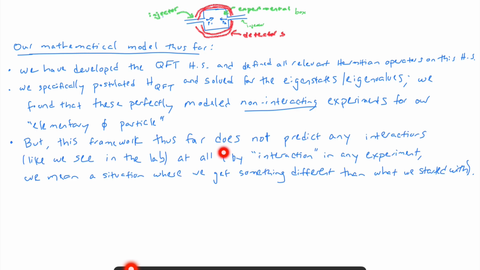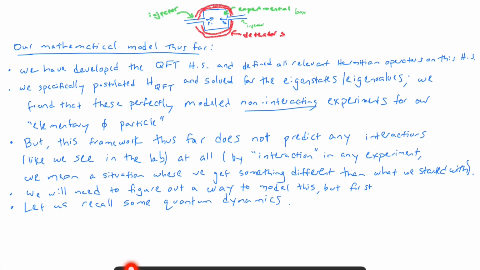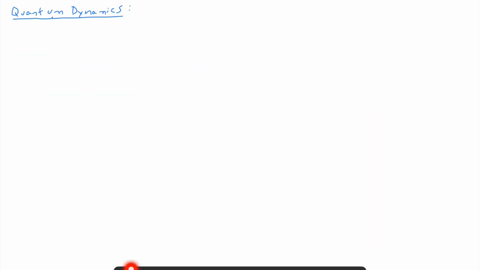But this framework thus far does not predict any interactions like we actually see in the lab at all. And by interaction, I just mean a situation like we've talked about where we get something different than what we started with. We'll need to figure out a way to adjust our model to capture what we're actually seeing in experiments for interactions. But first, I want to recall some quantum dynamics. Some of this was mentioned in the very first lecture. I'll repeat most of the big points again and maybe add a little bit more. You're welcome to also learn about quantum dynamics in quantum mechanics textbooks.